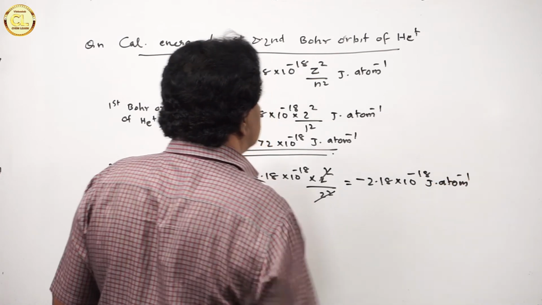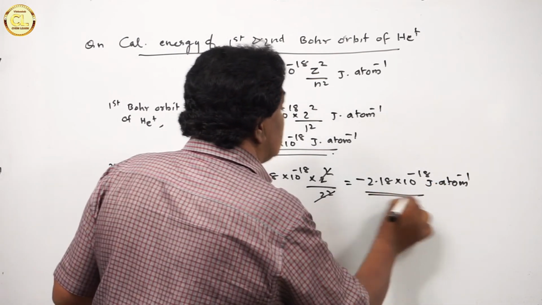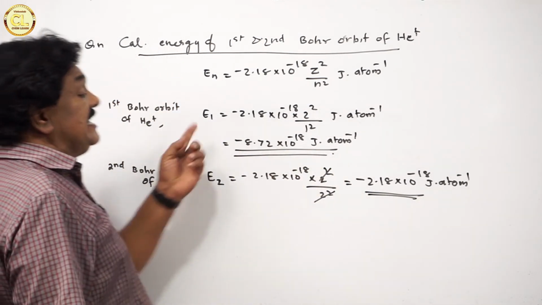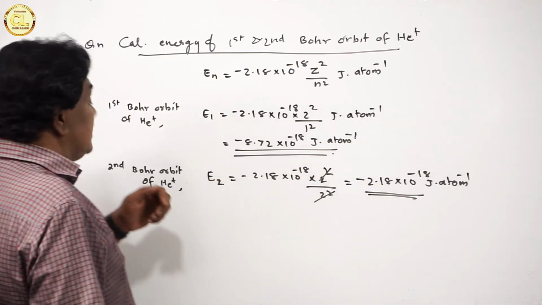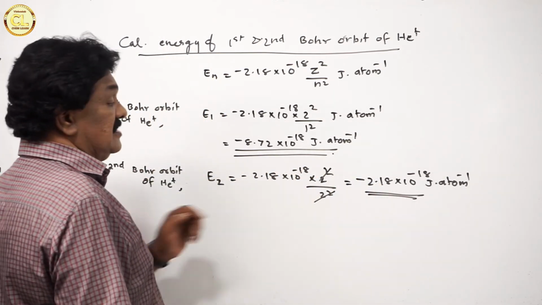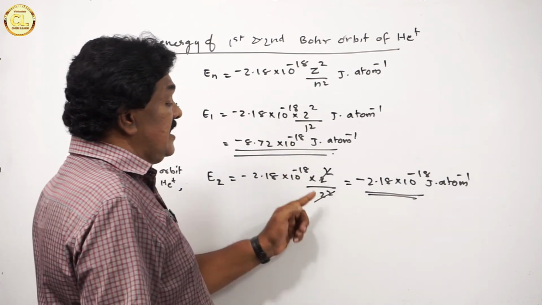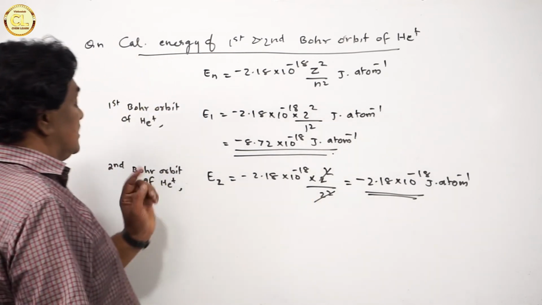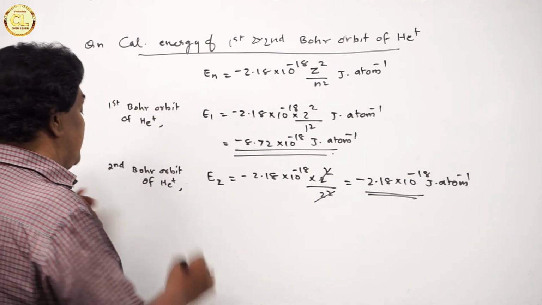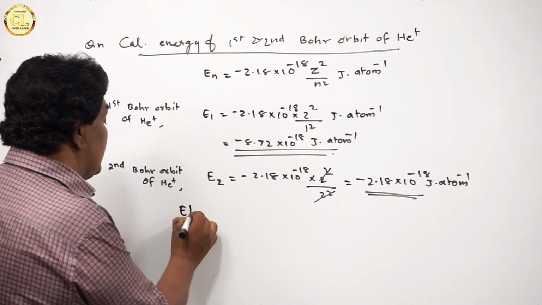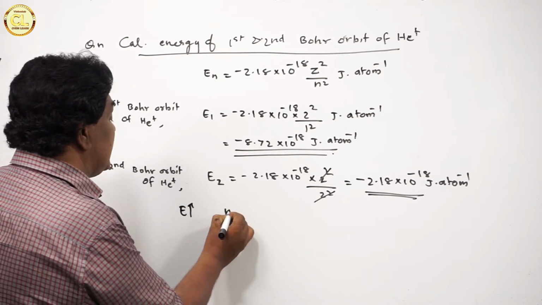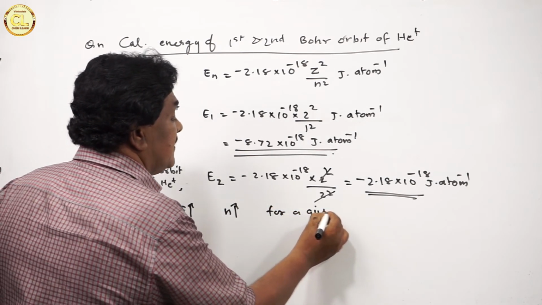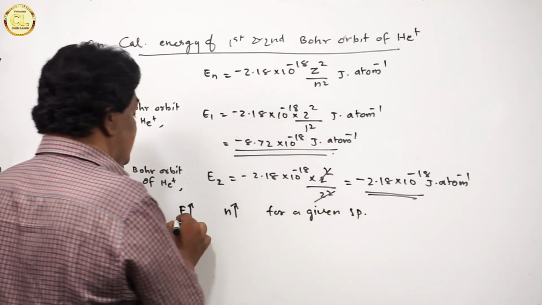See, from these two values it is clear that the positive energy values increase with the increase in number of orbits, n value. Here n is 1, here n is 2. The positive energy value is higher for the second Bohr orbit. Therefore, the energy value increases with an increase in n value for a given species. That's all.